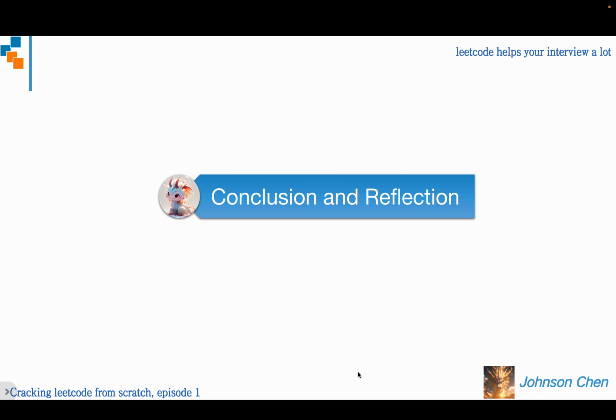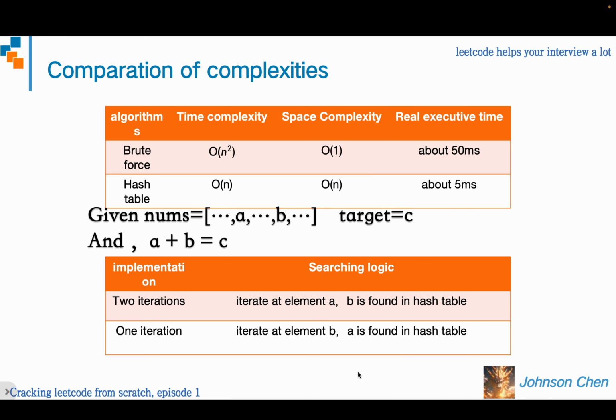Next, let's do some conclusion and reflection. From the first chart of this slide, we can clearly see different algorithms lead to different execution efficiencies. For this problem, the difference is big, nearly 10 times. And the second chart shows the difference between two implementations of algorithm 2.